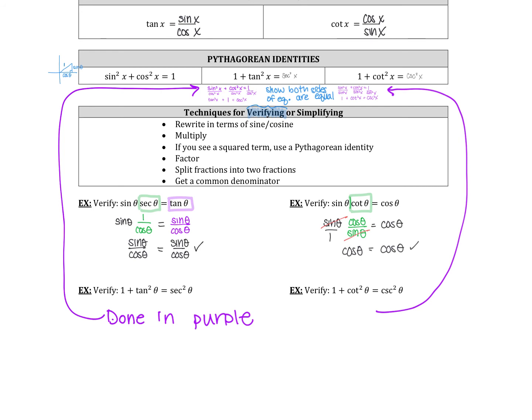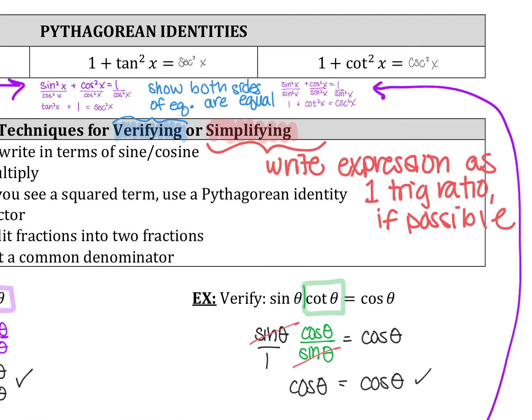All right. The next type of problem that we have is what we're going to call simplifying. And all of the rest of these are simplifying. When we simplify, our goal is to write our expression as one trig ratio if possible. So for example, you might be given the sine times the secant, and my goal is to get it to look like the tangent. Verify means show both sides are the same. Simplifying means write the expression as one trig ratio, and the process is the exact same.